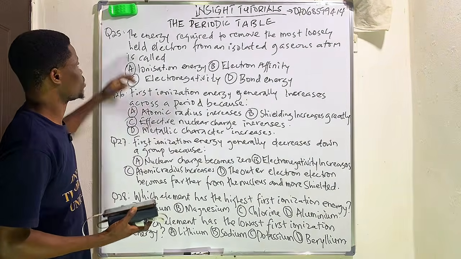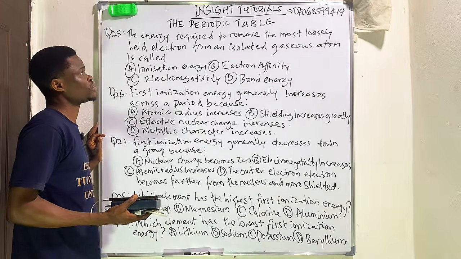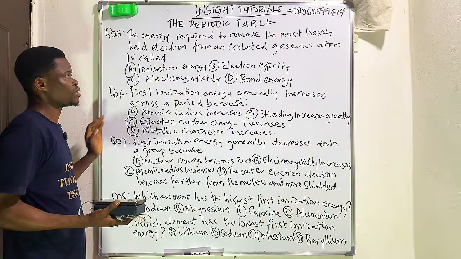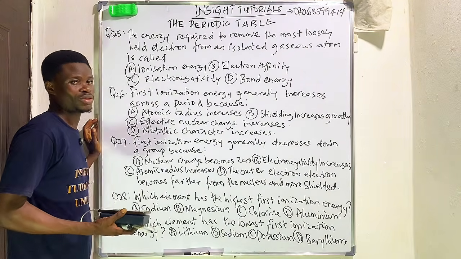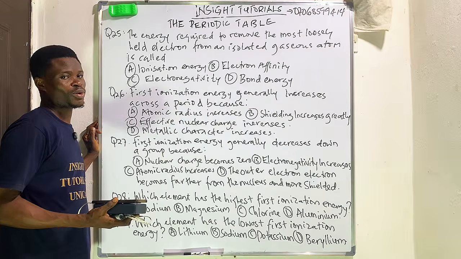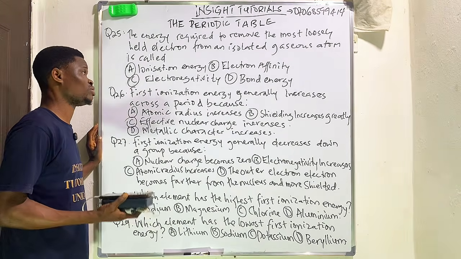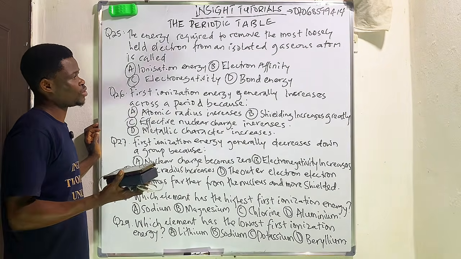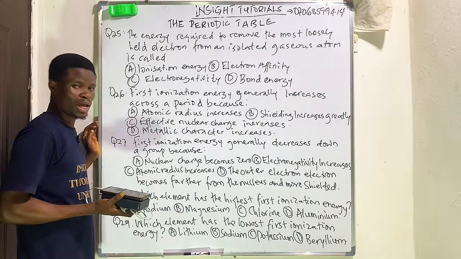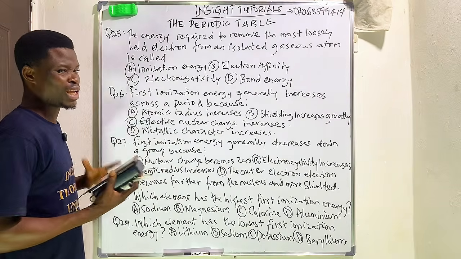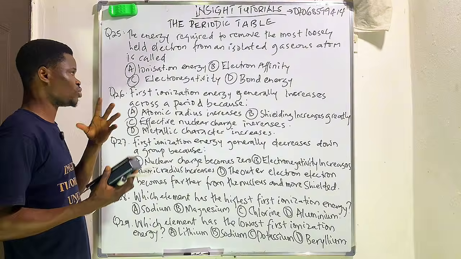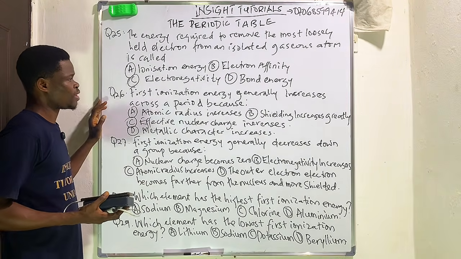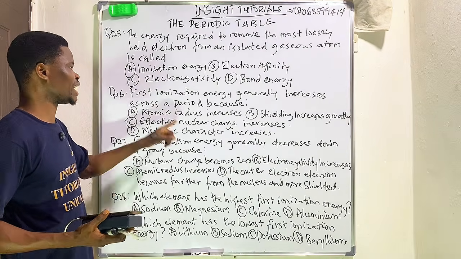All right, question 25 says, the energy required to remove the most loosely held electron from an isolated gaseous atom is called A, ionization energy, B, electron affinity, C, electronegativity, D, bond energy. I believe you know what that is. Electron affinity is simply the gain of an electron. Electronegativity is the tendency of an element to attract electrons. The correct option there is ionization energy. It tells us the energy that is required to remove an electron that is loosely held in the outer shell of an atom.